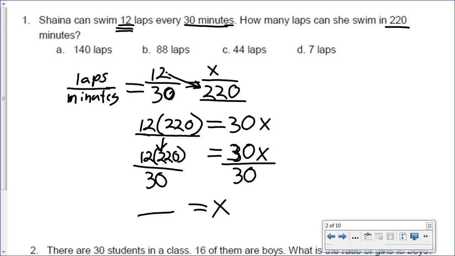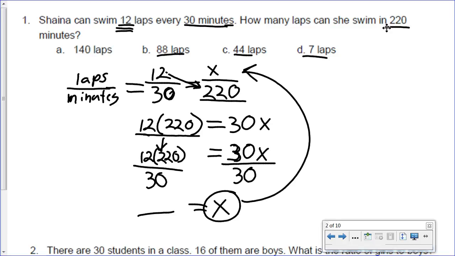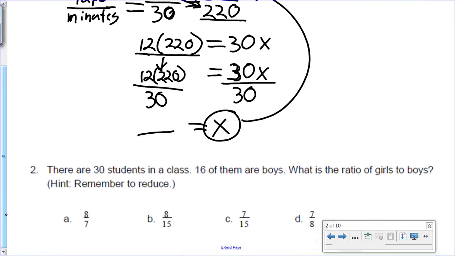Okay, and x, right, if we go back up here, we know that it's laps over minutes, and laps is what we're looking for, so this x should equal one of these. Okay, so hopefully that helps out on that one. We'll go to number 2.